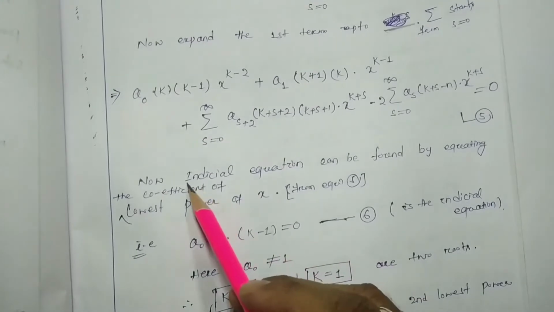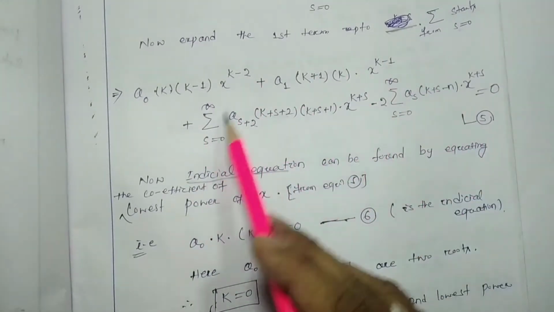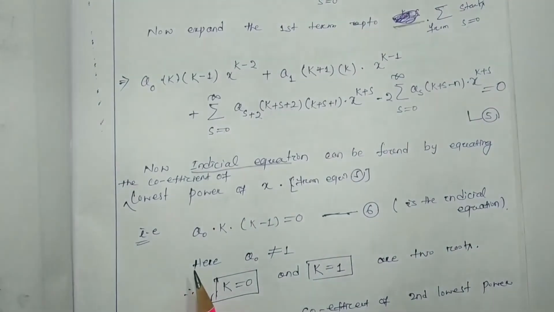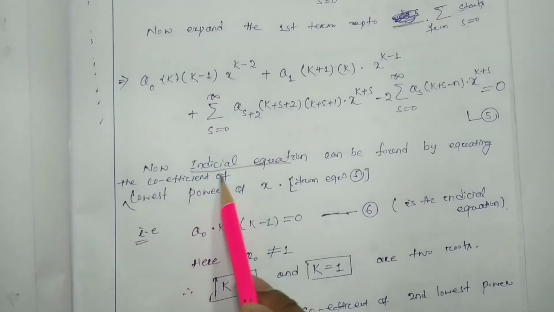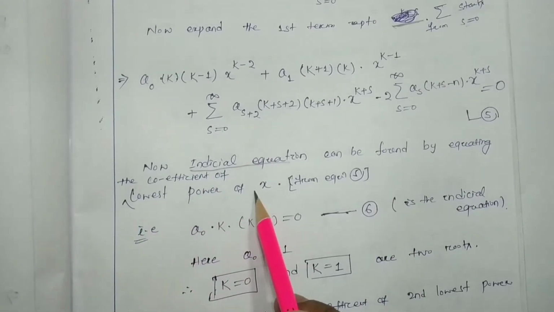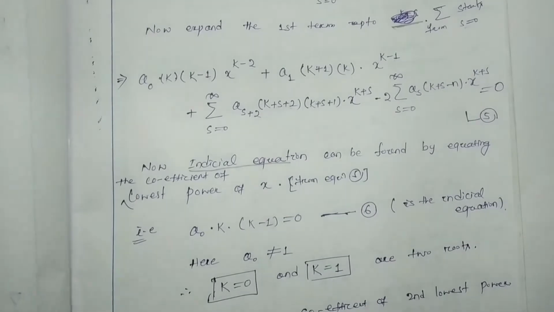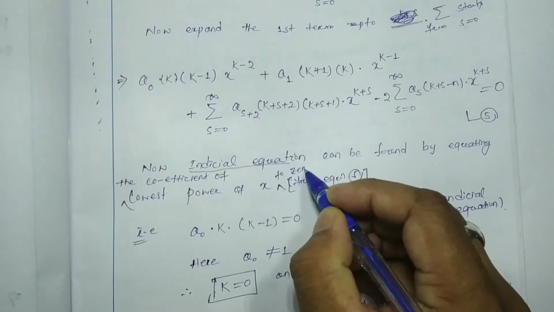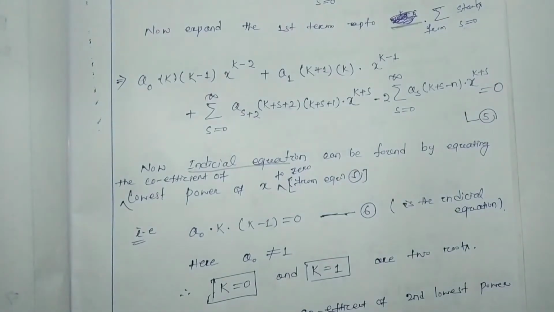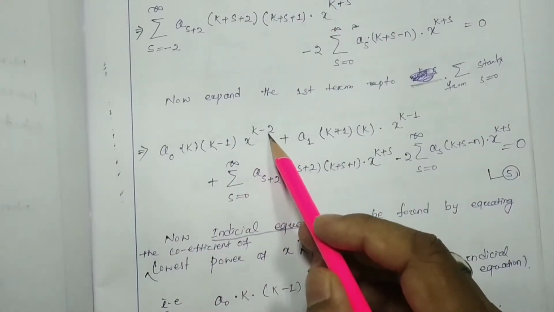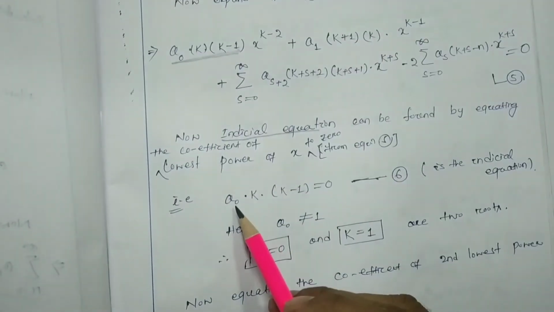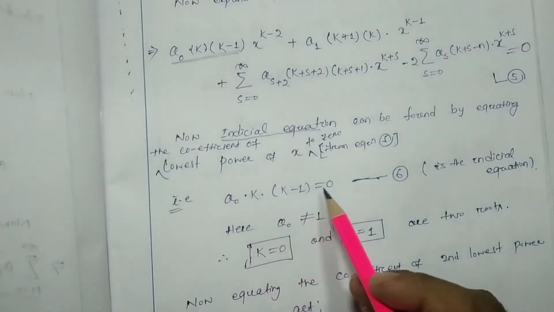Now to find the indicial equation, after finding this equation, we have to find out the indicial equation. The indicial equation can be found by equating the coefficient of the lowest power of x to 0. So here in equation number 5, the lowest power is x to the power k minus 2, and the coefficient is this one. Now we have to equate this one to 0. What we can find? a0 into k into (k minus 1) equal to 0.